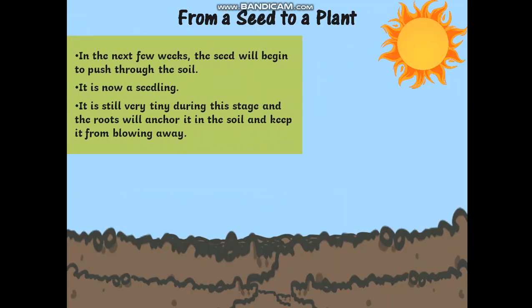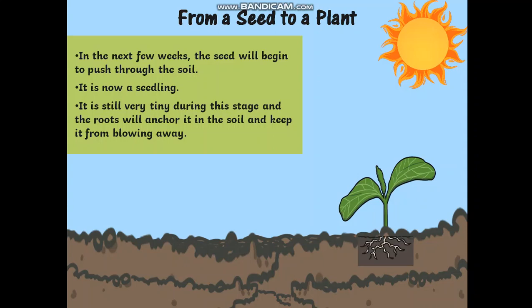In the next few weeks, the seed will begin to push through the soil. It is now a seedling. It is still very tiny during this stage, and the roots will anchor it in the soil and keep it from blowing away.